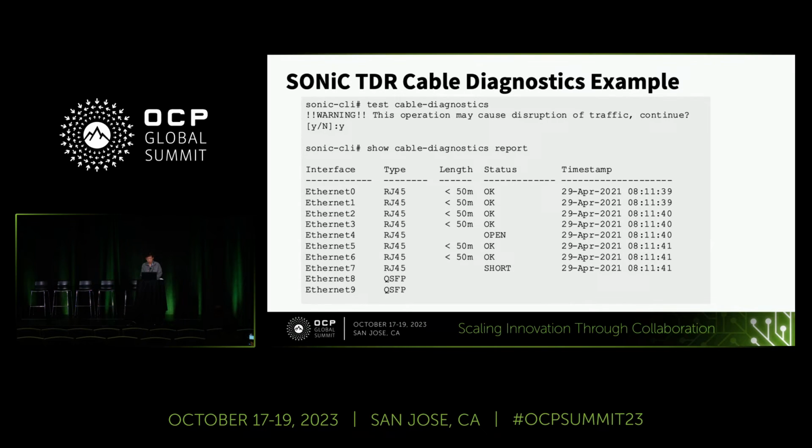This is the command line output. One thing you must notice is that when we initiate the TDR cable test, it's disruptive. So it will give you a warning, asking do you want to continue? Then we have the result here, and most are okay, the cable is okay. And then we have one cable that is open, one cable that is short, I mean, a short circuit or open circuit.